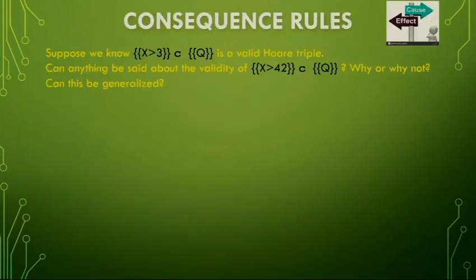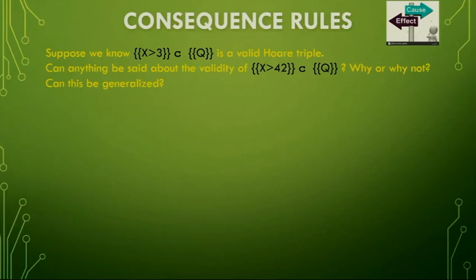Okay, let's go to the next rule. I call these the consequence rules. Here's a bit of an example. Suppose we know that before we start running the code, x is bigger than 3 in the state that we're in, and we end up with Q. So we know this is a valid Hoare triple. When x is bigger than 3 and we run this code, we definitely end up with Q.